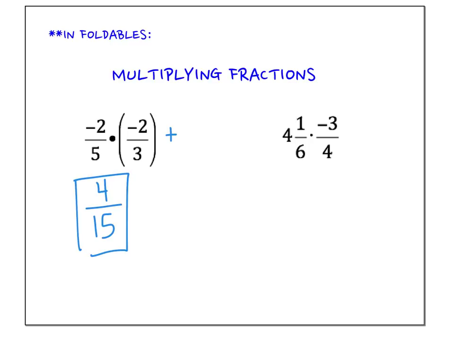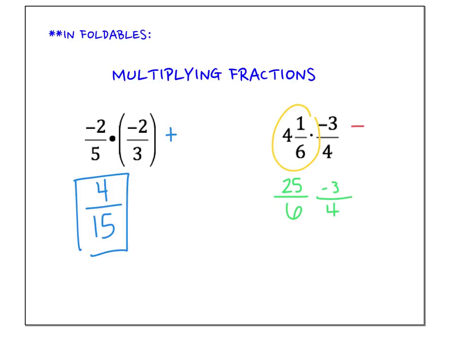In the second example, I have 4 1/6 times a negative 3/4. A positive times a negative, so again, in the back of my head, I'm keeping in mind that it's going to be a negative answer. When you have mixed numbers like this, the first thing that you have to do is change that to an improper fraction before you keep going. So I'm going to change 4 1/6 into 25/6. And that is what I'm going to multiply by negative 3/4.